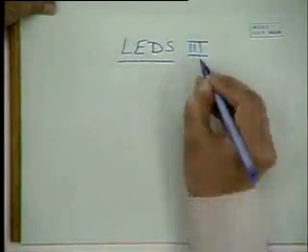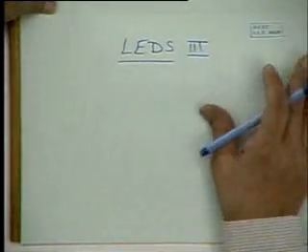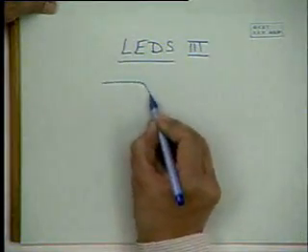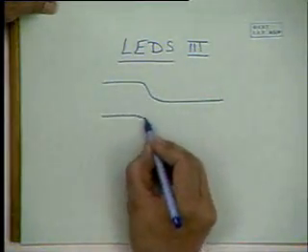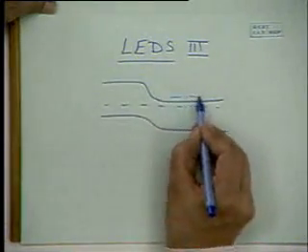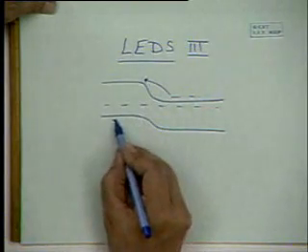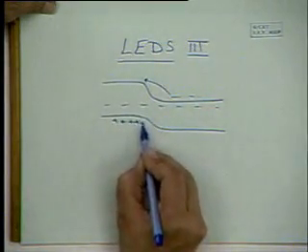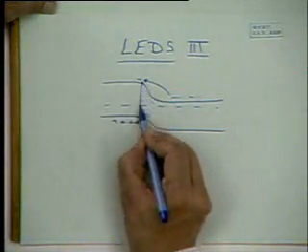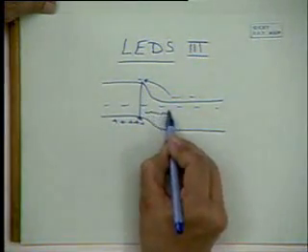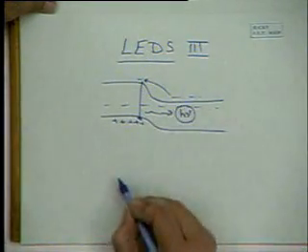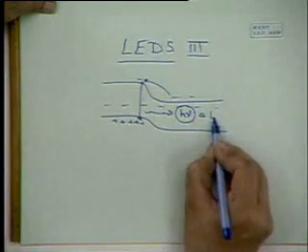I've already discussed the properties of the p-n junction, which gives rise to light emission when electrons recombine with holes, giving rise to light. Now the question is, how do we get this light out from the device?